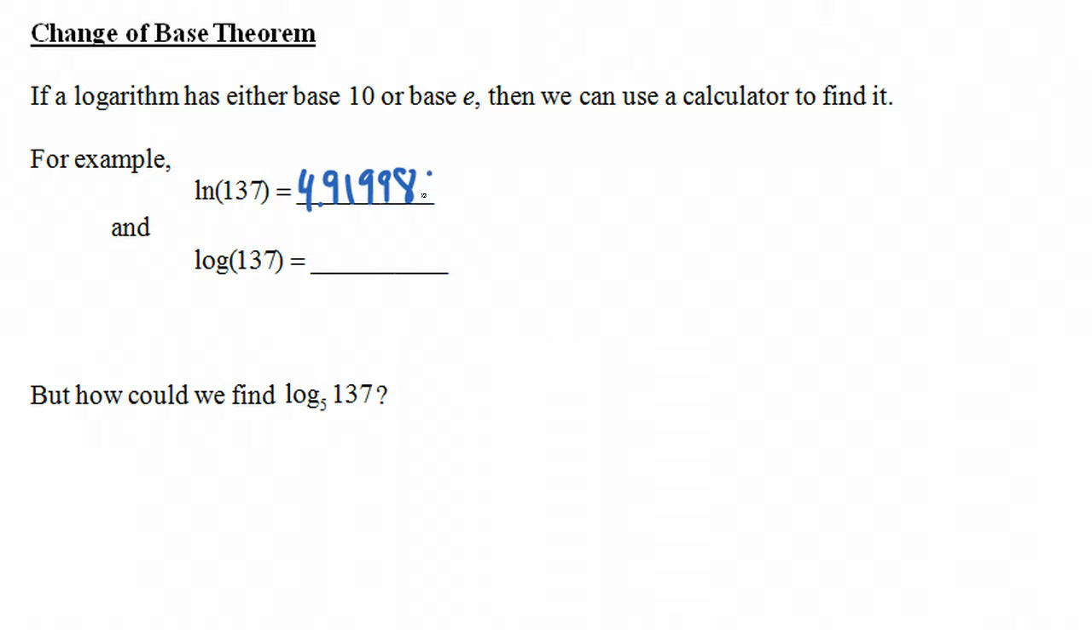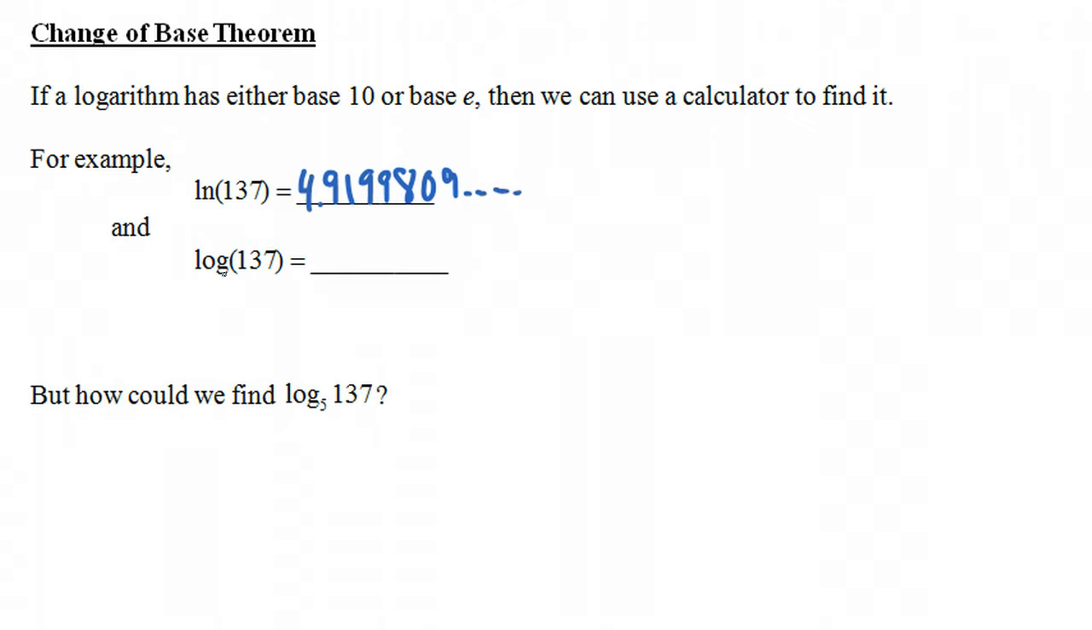4.91998, and so on. It's just this decimal that keeps going on and on and on. And also log of 137. We could use our calculator to find this. Now notice the base here is 10. If we see the word log written without a base, it's assumed to be 10.